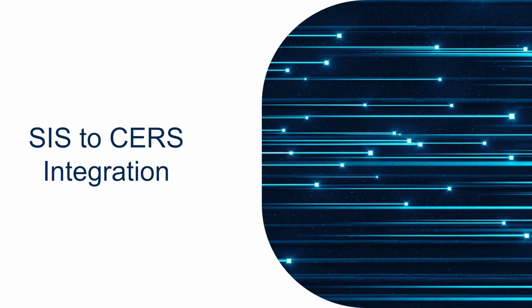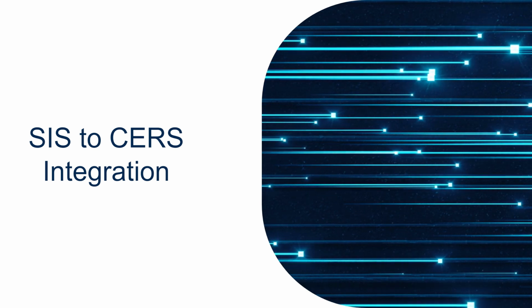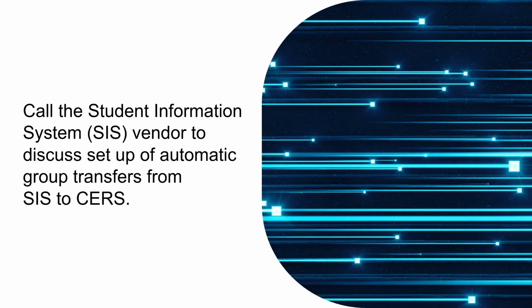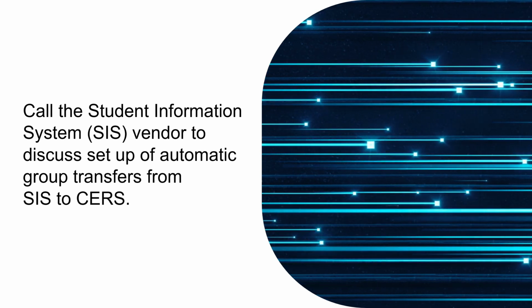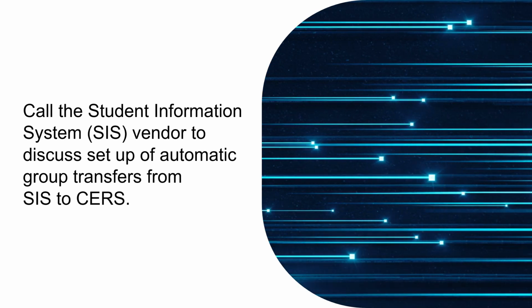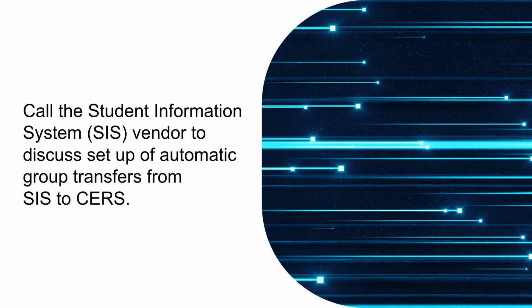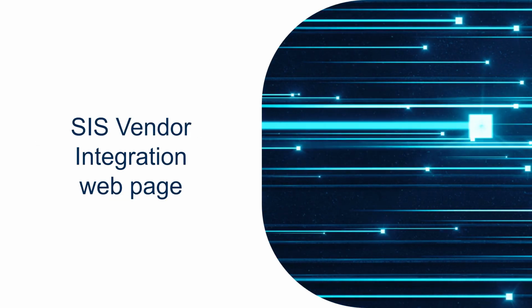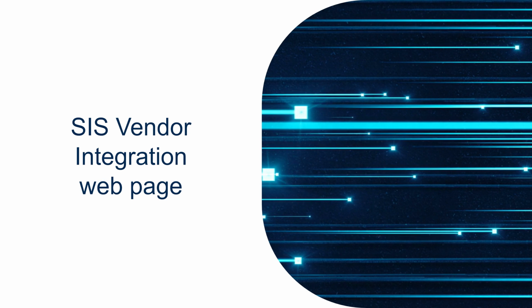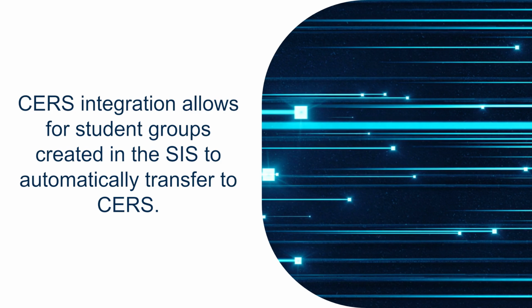There are two ways to handle rostering. The first is to use the Student Information System, or SIS, to CERS integration. Call your SIS vendor to discuss setting up automatic group transfers from your SIS to CERS. The SIS vendor integration webpage on the CAASPP and ELPAC website lists all the SIS vendors who have SIS to CERS integration available. The link to this page is in your resource guide.